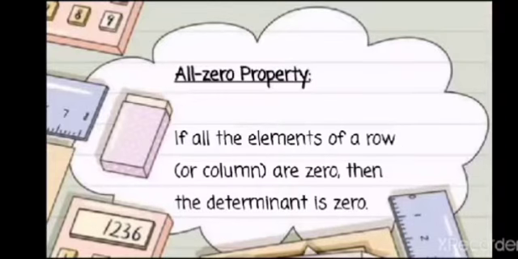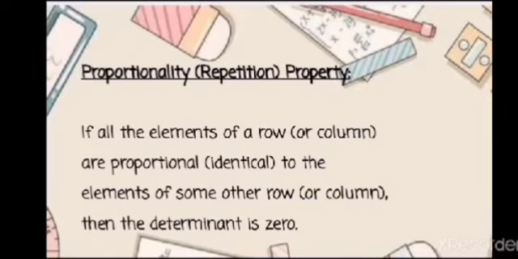The second one is the all-zero property. If every element in a row or column is 0, then the determinant of the matrix is 0. The third one is the proportionality or repetition property. If all the elements of a row or column in a matrix are identical or proportional to the elements of some other row or column, then the determinant of the matrix is 0.